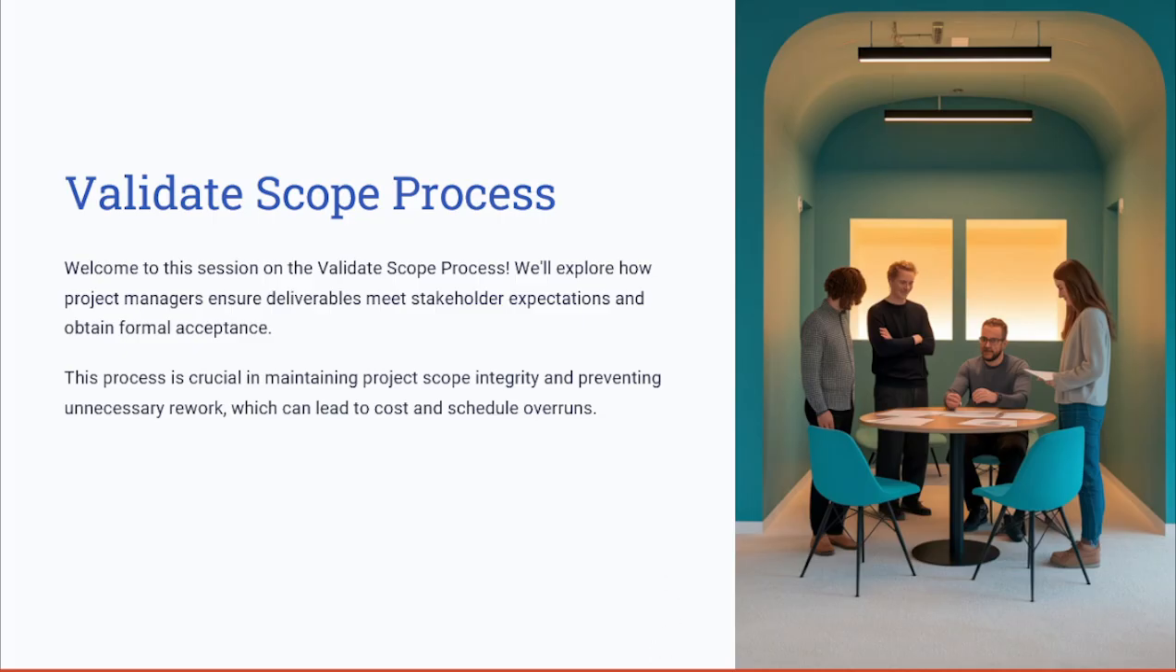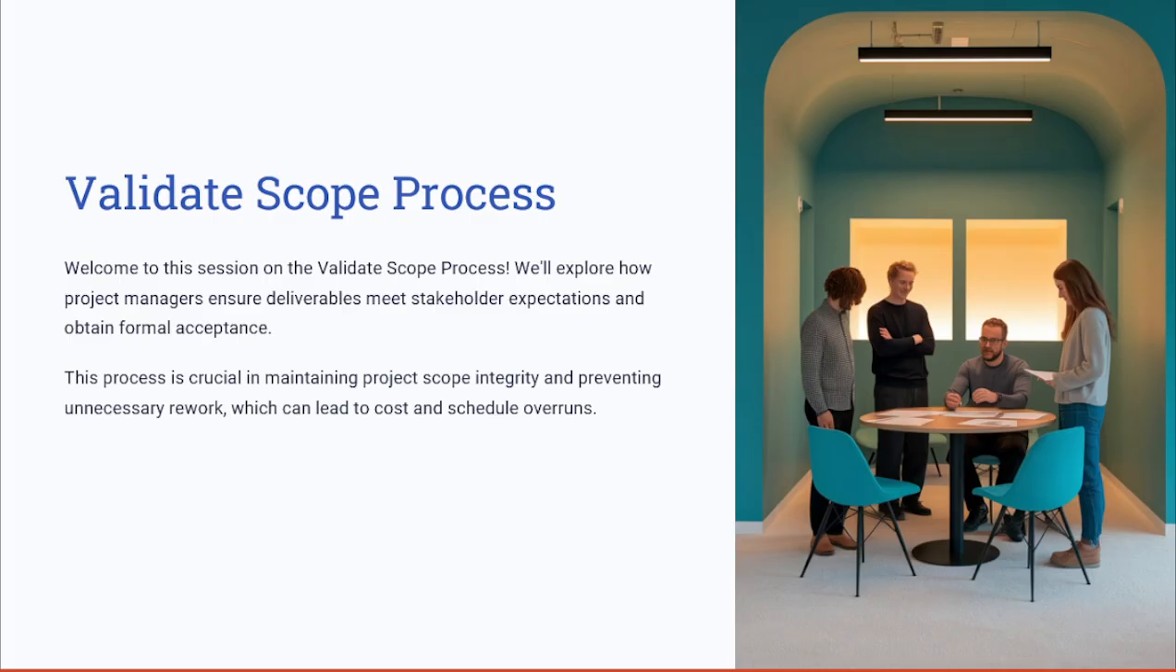So welcome to the session on the validate scope process. This session will explore how project managers ensure that the deliverables meet stakeholder expectations and also obtain formal acceptance. This process is crucial in maintaining the project scope integrity and preventing unnecessary rework, which can lead to cost and schedule overruns.